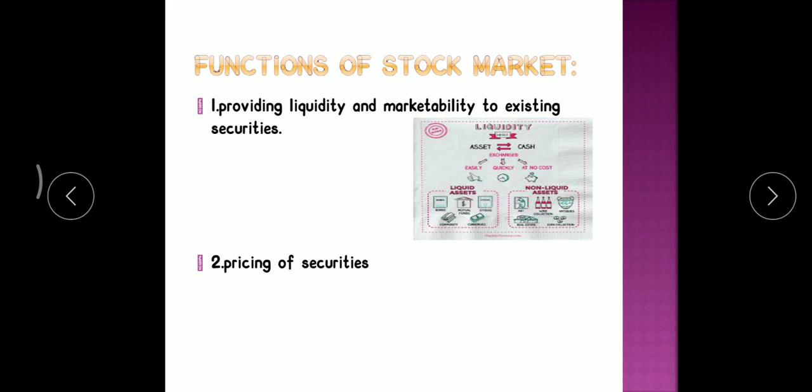So the first and foremost important function performed by the secondary market or stock market is providing liquidity and marketability to the existing securities. The basic function of the stock market is the creation of a continuous market where the securities are bought and sold. This stock market provides you a platform where you can easily buy and sell the existing securities.